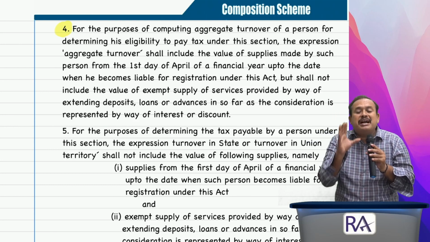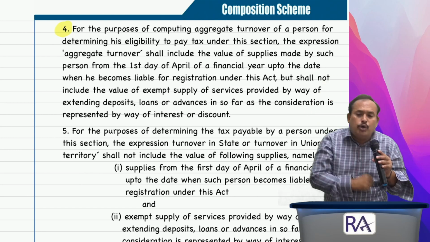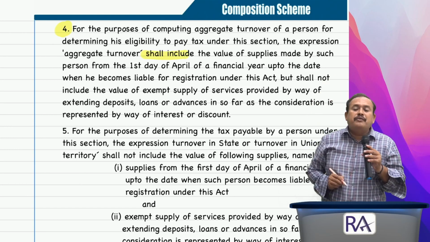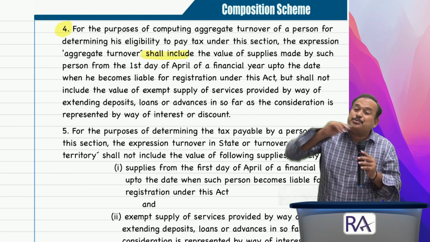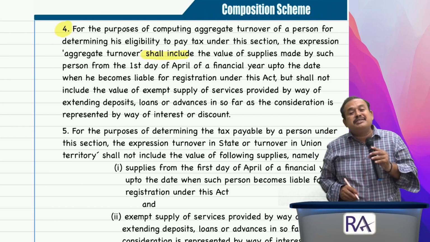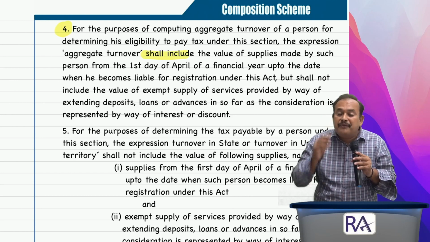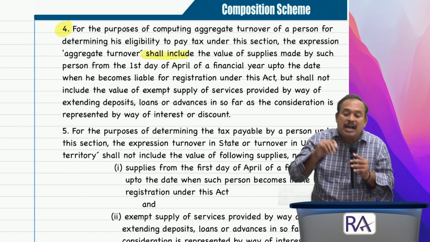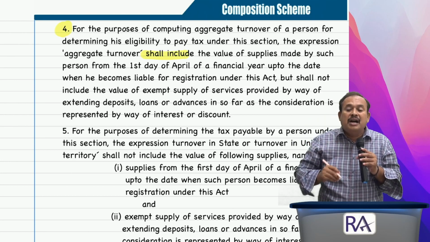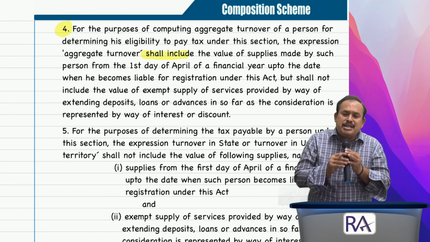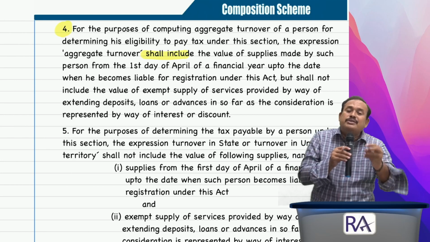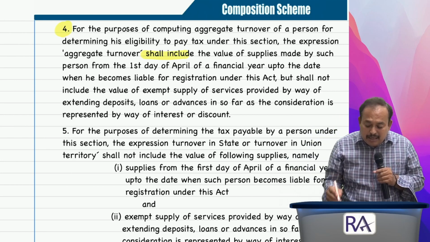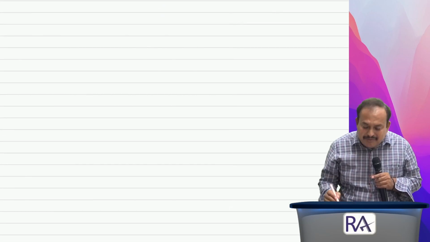the expression aggregate turnover shall include the value of supplies made by such person from the first day of April of a financial year up to the date when he becomes liable for registration under this Act, but shall not include the interest earned on deposits, loans and advances. How to understand this? We will present it with the help of a numeric example. In this given case it is as follows.